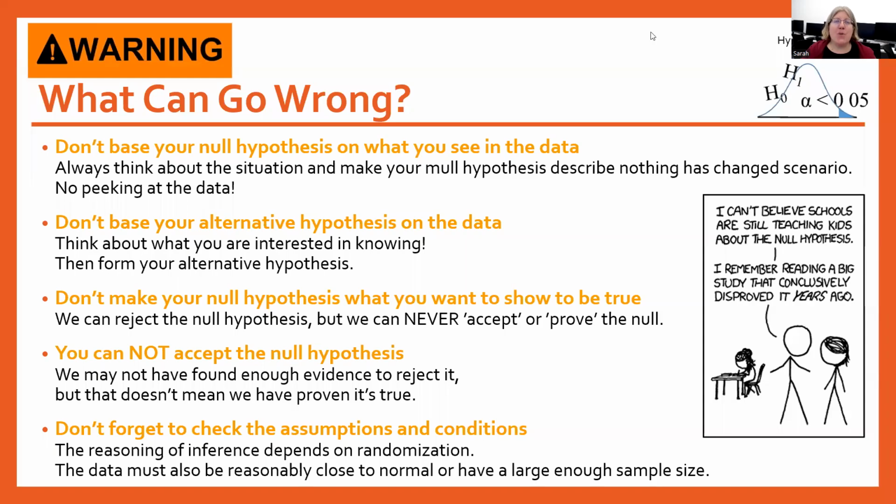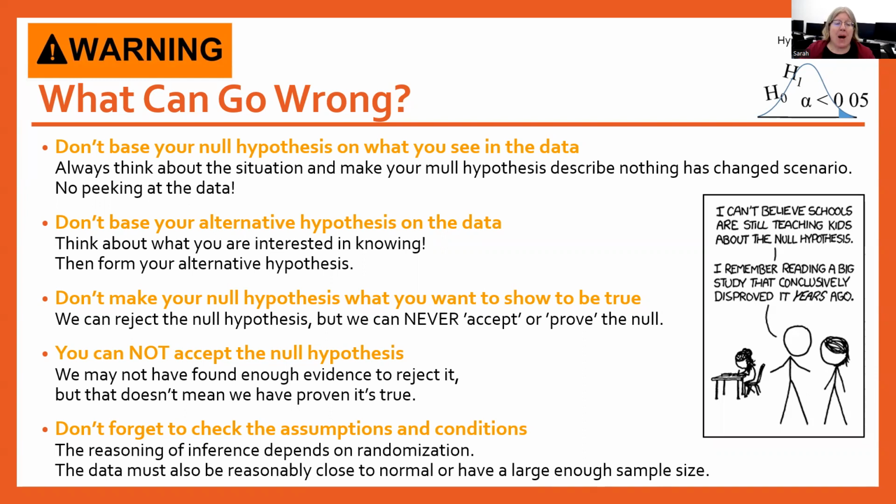All right, let's look at some general warnings and things that can go wrong with hypothesis tests. So you don't want to base your null or your alternative hypothesis on what you see in your sample data. We touched on this earlier: setting your hypotheses is a lot like a coin flip. You have to call heads or tails before the coin is revealed. The same thing is true here. You have to set that null and alternative hypothesis before you start looking at that data.